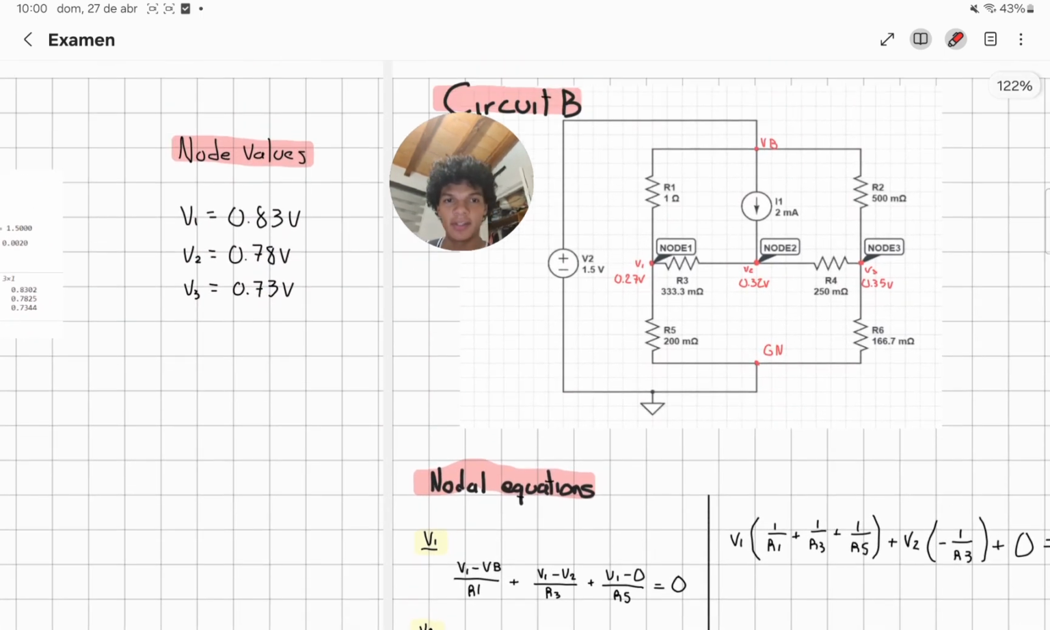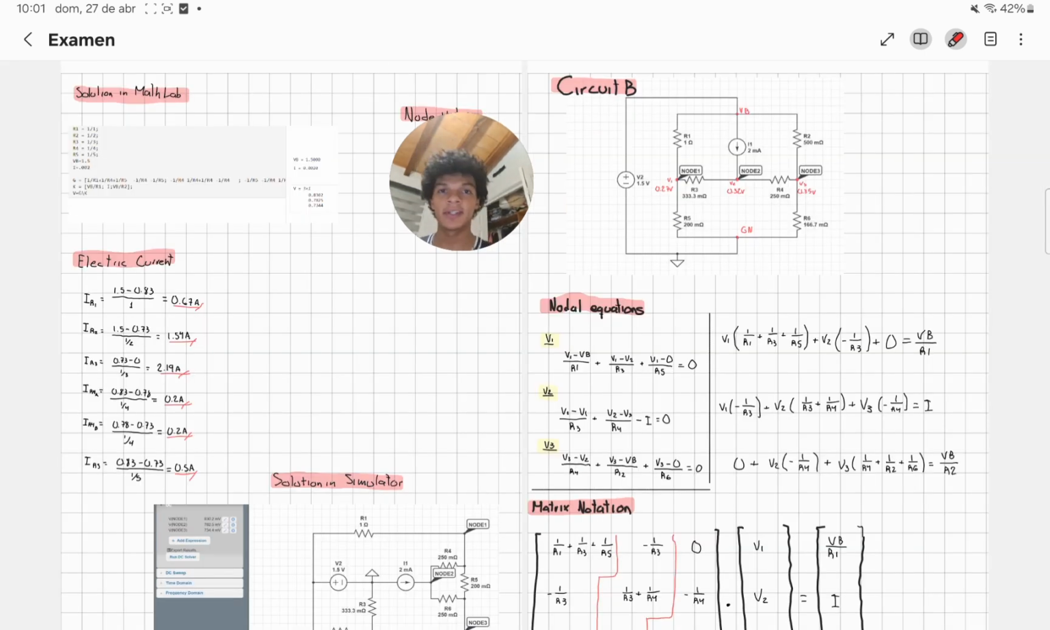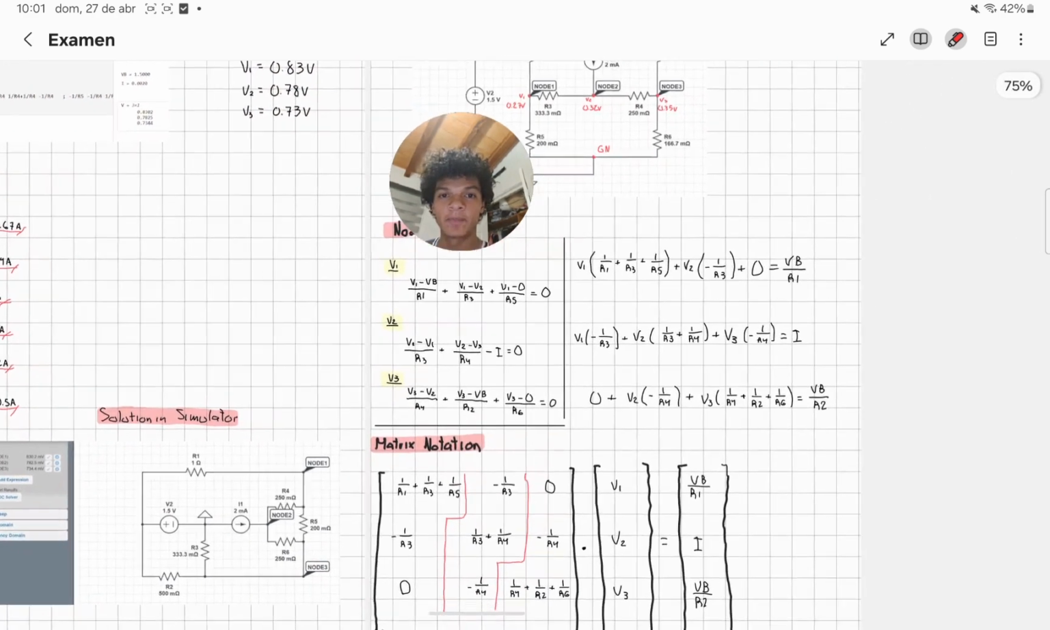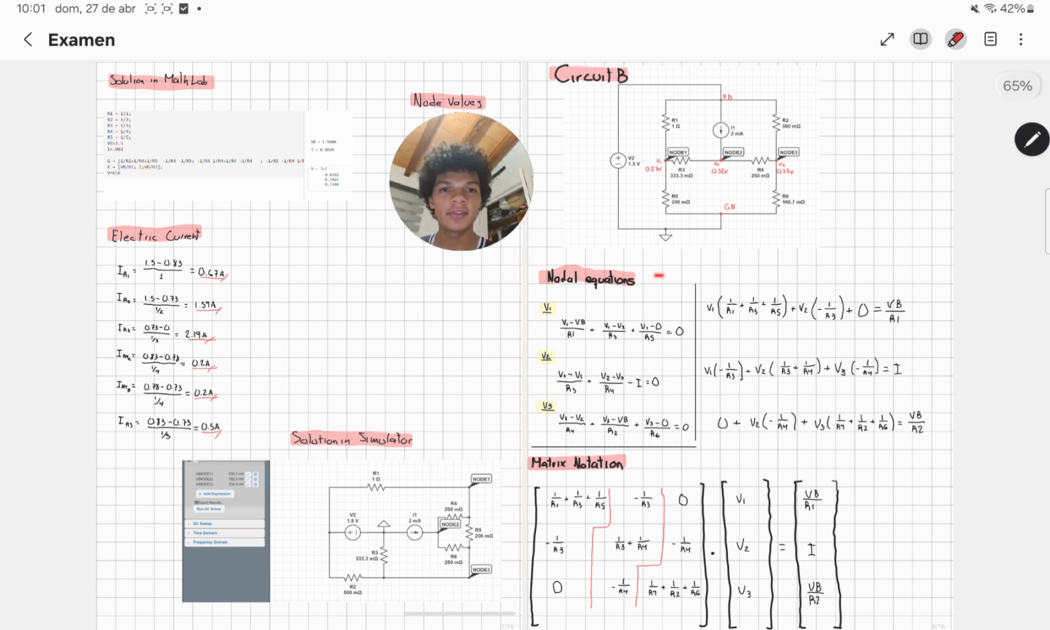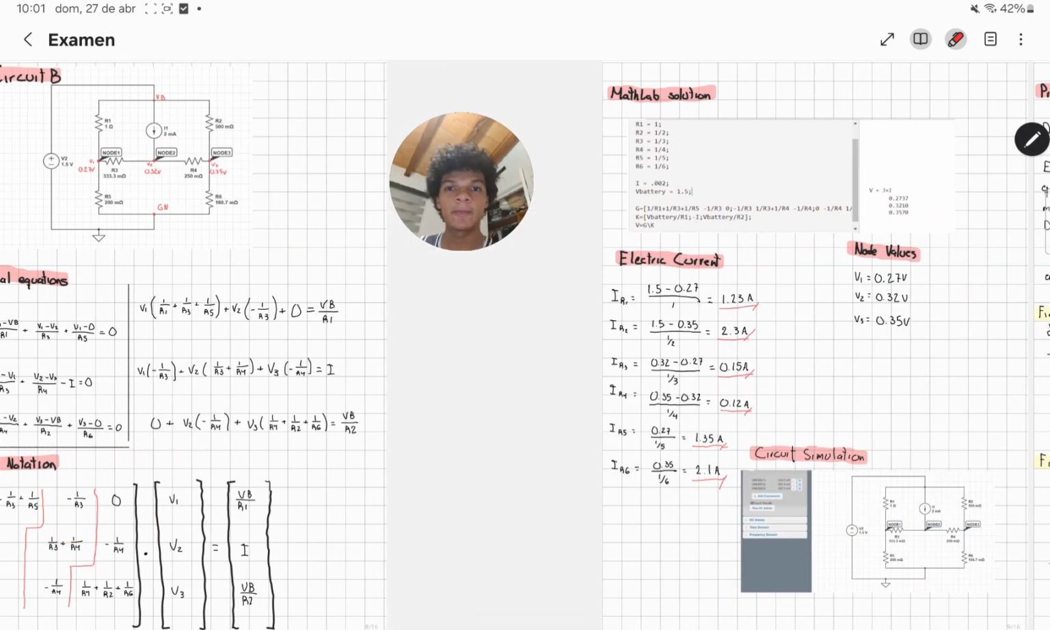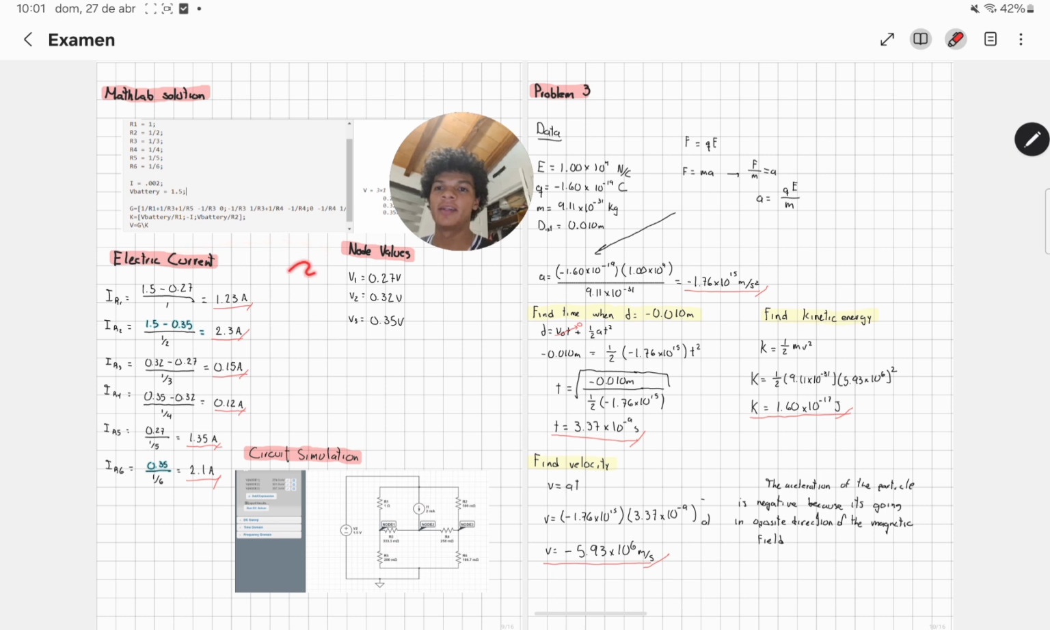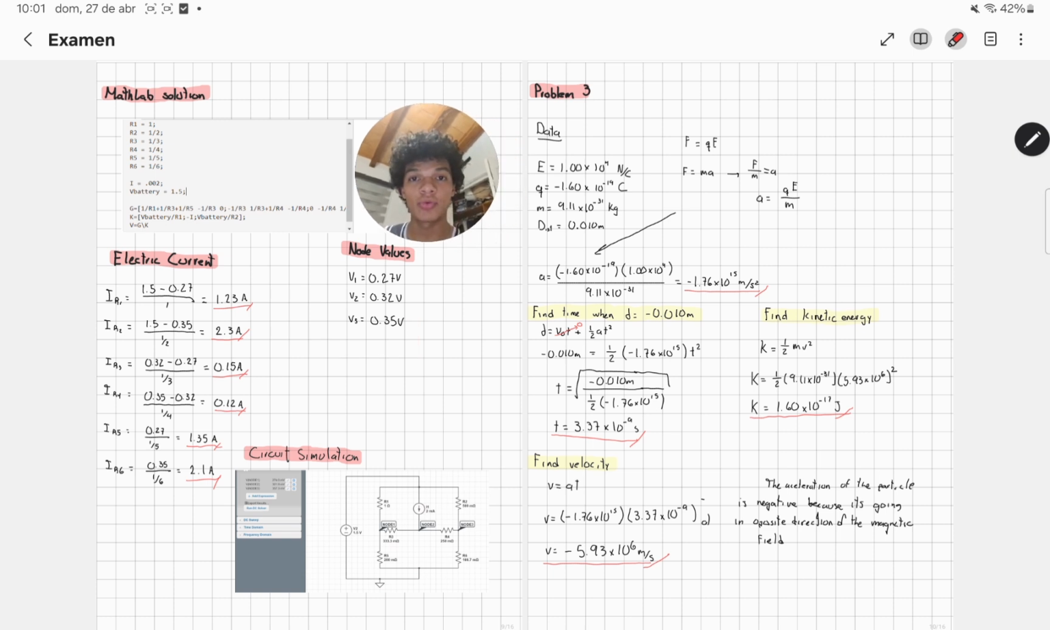Circuit B is also basically the same. I took this as the ground node and this one as the battery voltage node and the other 3 nodes. Because of the time I will skip this circuit B, but it's basically the same procedure that we've already covered: the nodal equations, factorization, matrix notation, then MATLAB, and the electric current, and to make sure, the circuit simulation and the node values. So we go to problem 3.